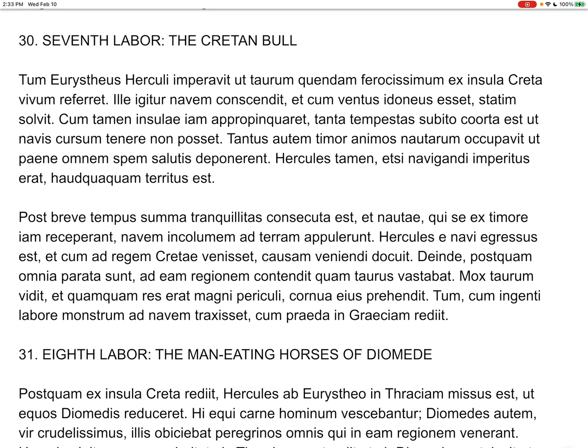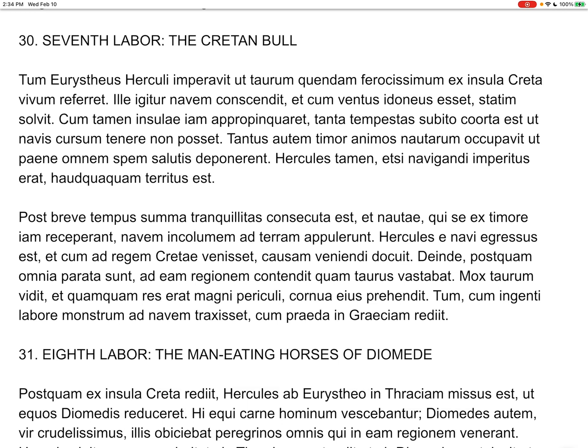Tum Eurystheus Herculi imperavit. Then Eurystheus ordered Hercules. Just to note briefly, Herculi is the dative because impero, imperare is one of those verbs that takes a dative for the person that you do a thing to. So just a reminder, like impero, imperare does this, pareo, parere, to obey, takes a dative, credo, credere, and most verbs that mean believe or trust take a dative, as do noceo, nocere, to harm, placeo, placere, to please, and parco, parcere, to spare.